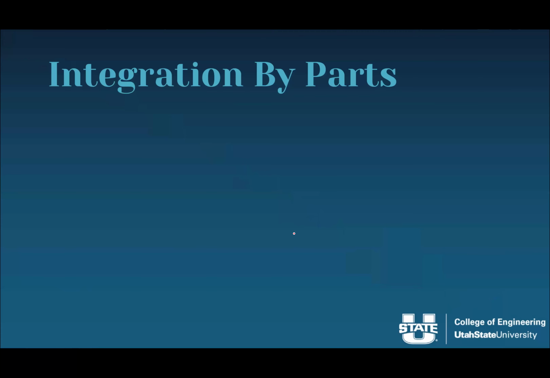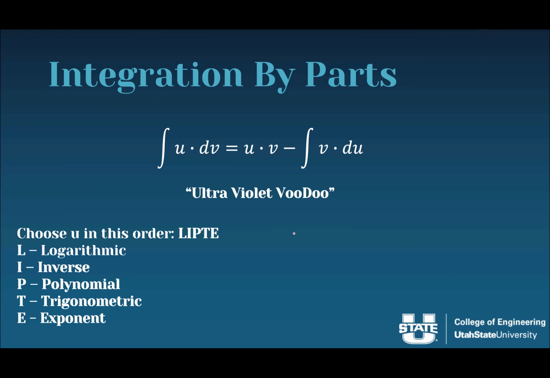All right, so we're going to start with some integration by parts. Everyone's favorite. So this is the form integration by parts takes. We call it ultraviolet voodoo. I also personally like to set it up as u equals a part of my equation, dv equals a part of my equation, du beneath it, v underneath that, and then you go like this, and then subtract that way. That's how I set it up personally.